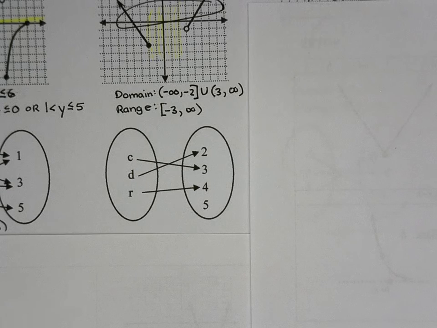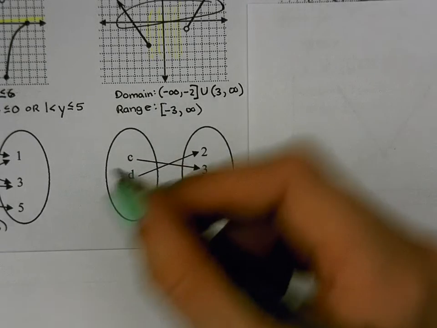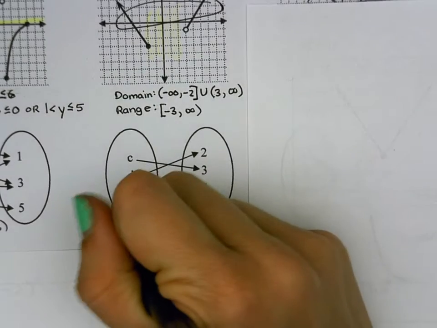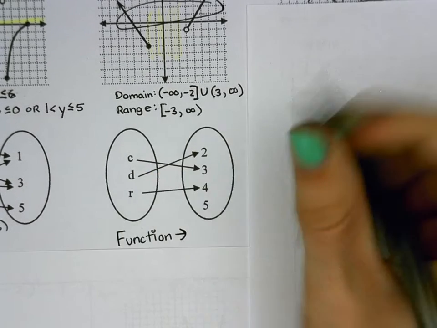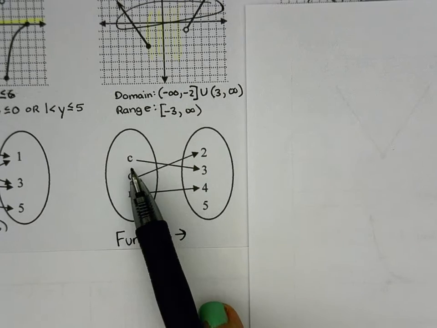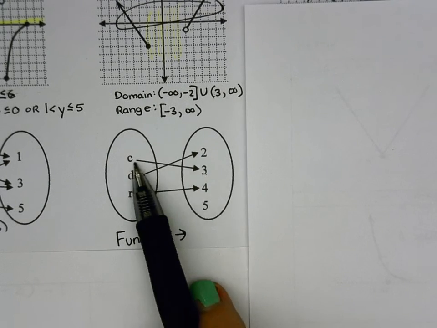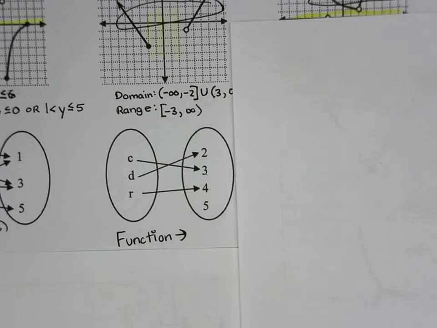Okay, so am I a function? Well, I have no repeating x values, so yes, I am a function. Am I 1-to-1? Well, to be 1-to-1, each x has to go to exactly 1 y. Sure enough, I am 1-to-1.